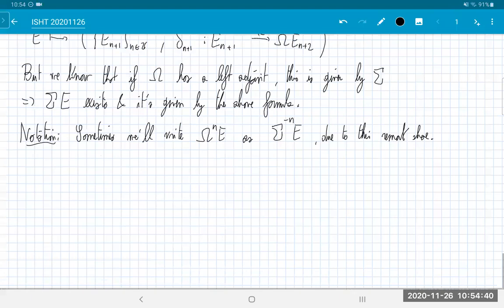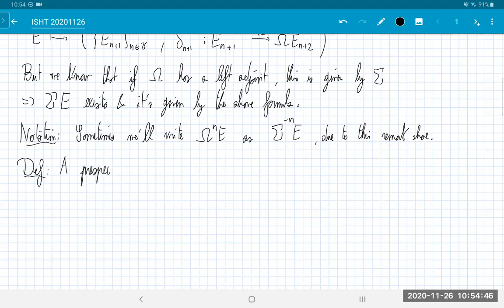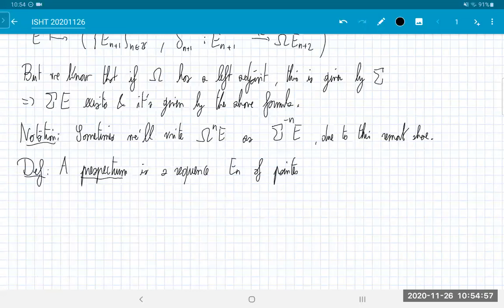Okay, good. Now let me give a definition. A pre-spectrum is a sequence En of pointed spaces and maps, you can call them Dn from sigma En to En plus 1.